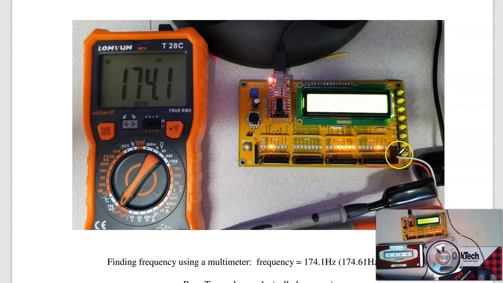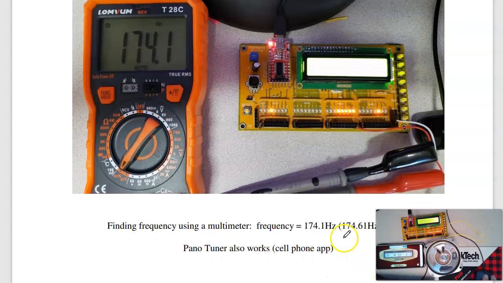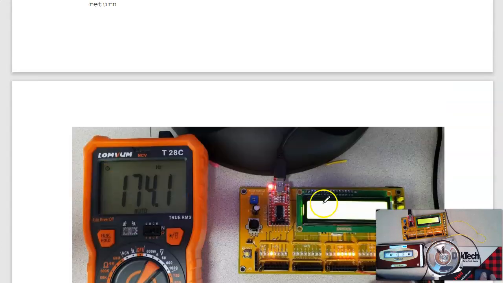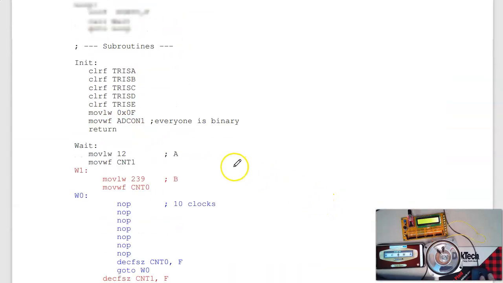My multimeter also has a frequency setting, so put that on frequency and measure the square wave at RC0, the output. It's actually more accurate: 174.1 Hertz. I designed the code to be 174.61 Hertz. The reason it's a little bit low is that when I found the wait loop, it's a little bit too long. Plus there are extra lines of code that I ignored.